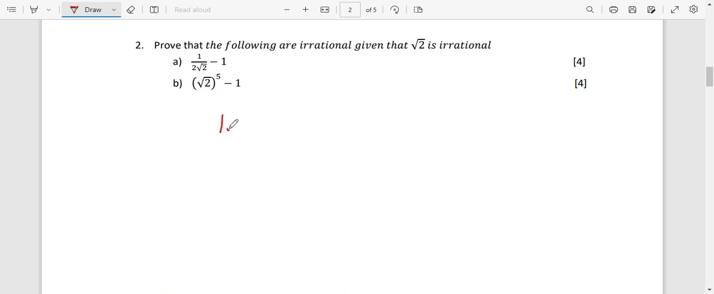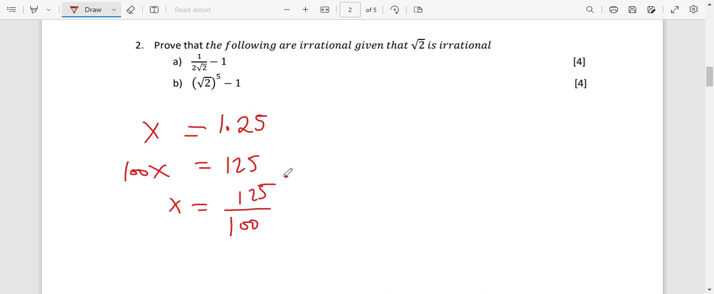So if you've been given 1.25, you want to express it in the form a over b. Equate it to x. For this one, it will be direct. Move the decimal point to the end, so I'm going to multiply this equation by 100. So x times 100 is 100x, and 1.25 times 100 is 125. Then divide both sides by 100. So x is going to be 125 over 100. You've expressed it. Just look for a number that can go into 125 and 100 without leaving a remainder.